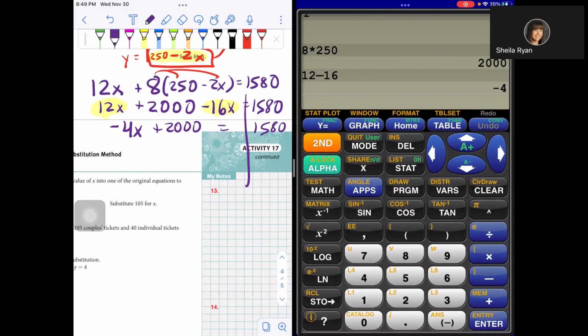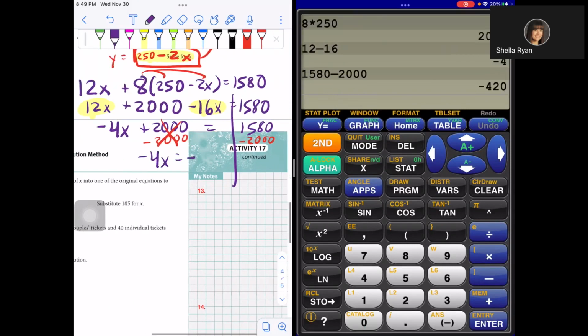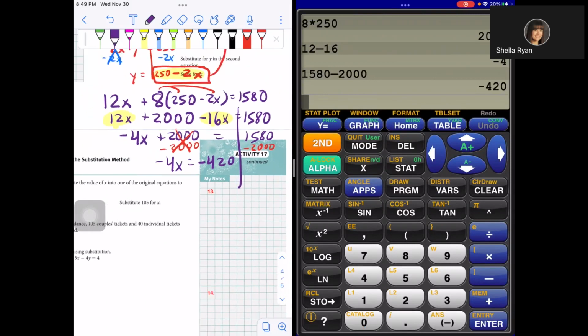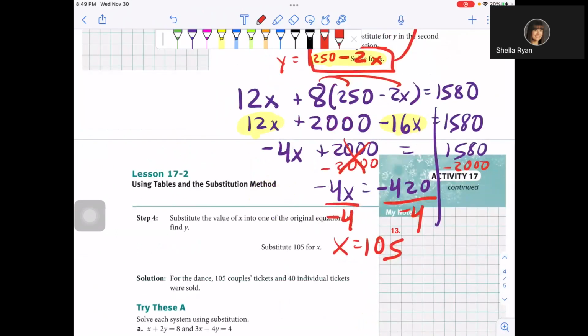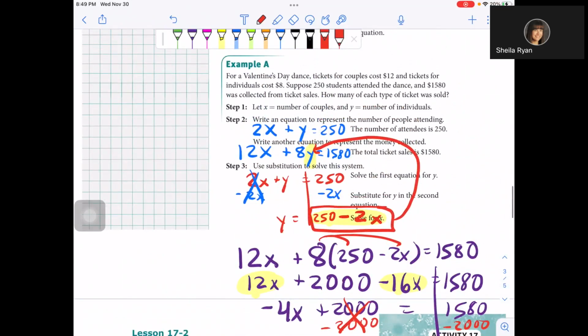We're trying to get the X by itself. Minus 2,000, minus 2,000. Negative 4X equals 1580 minus 2,000, which gives us negative 420. And then our very last step would be divide by negative 4, divide by negative 4, and we get X is 105. The final thing, so X is the number of couples, and we just found out that that was 105.